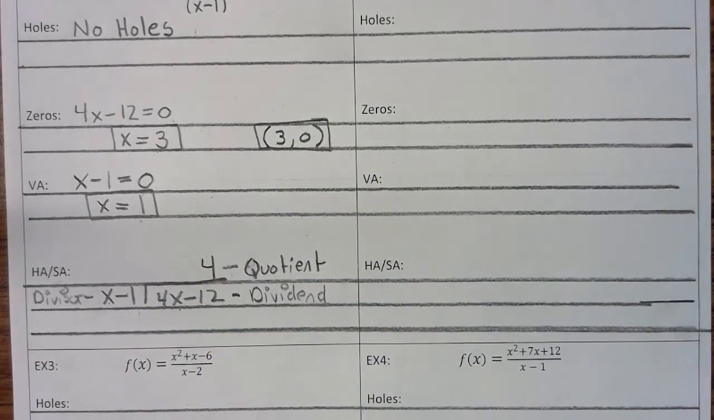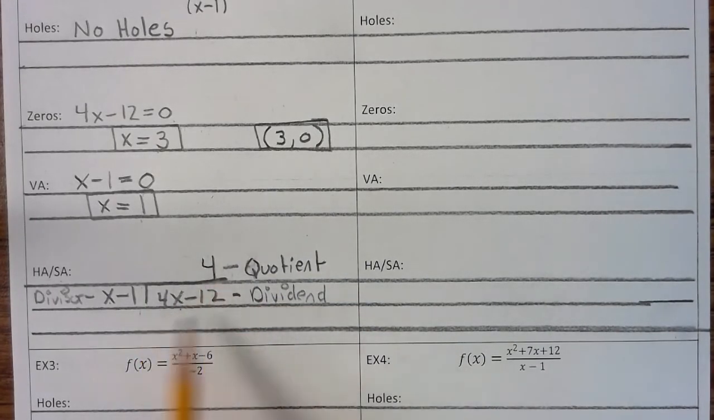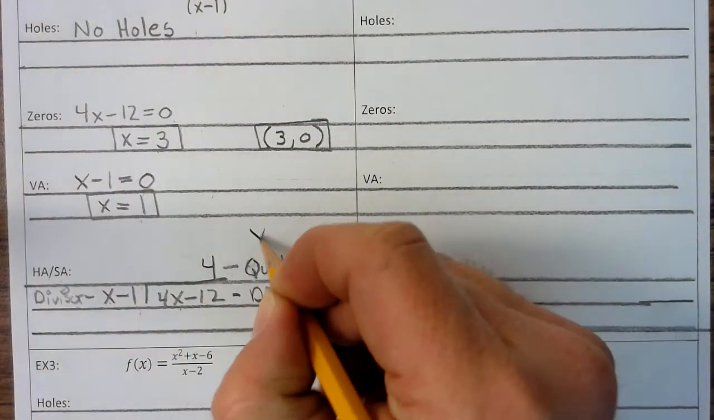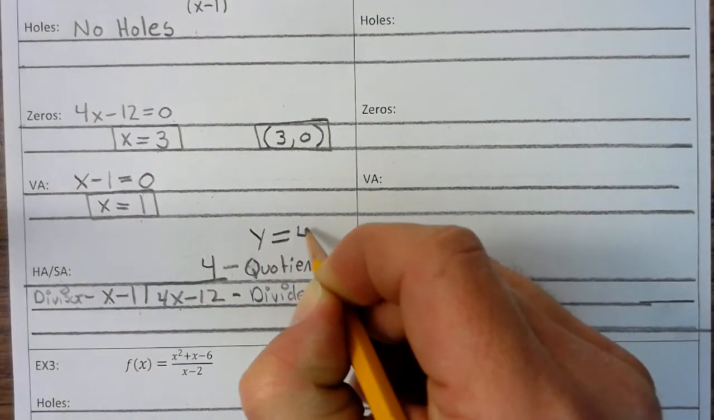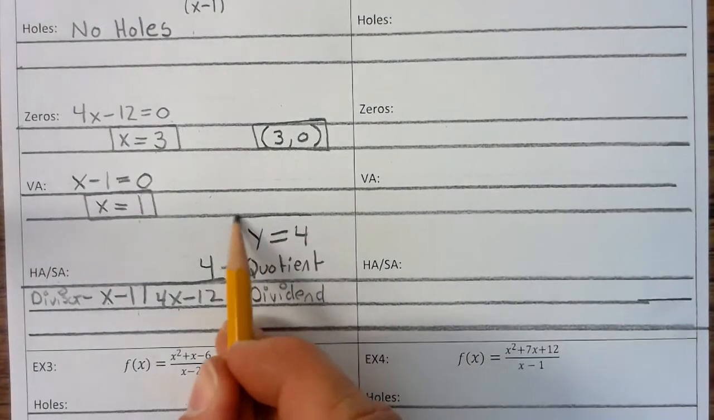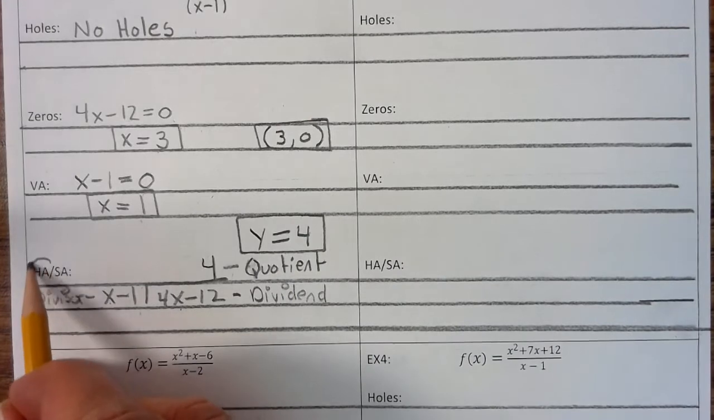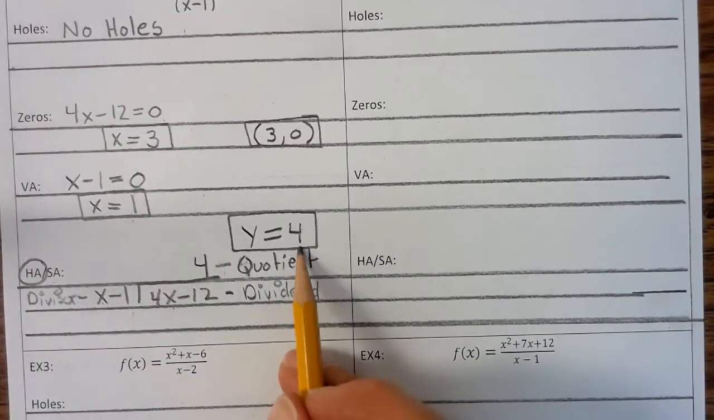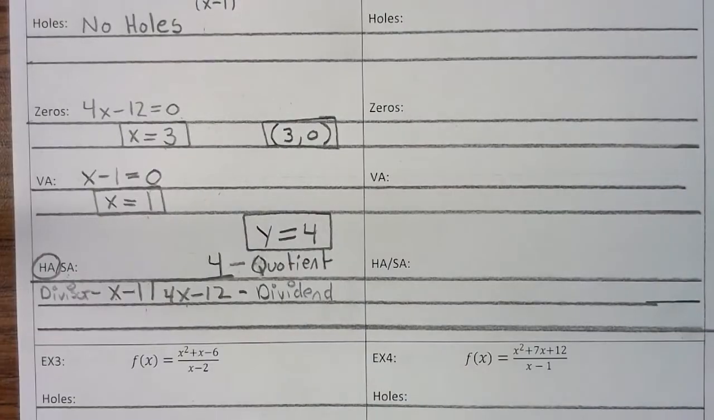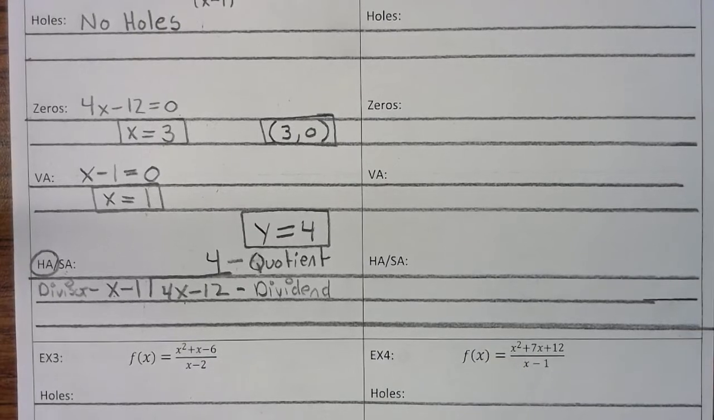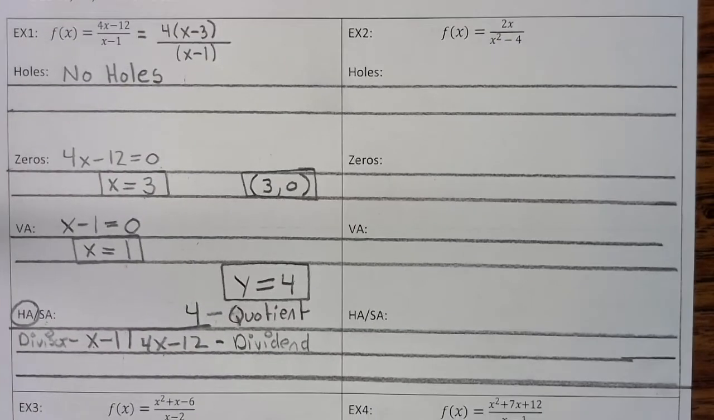Okay? Now, the quotient's done. You don't need to go any further because you don't need the remainder. So you have a horizontal asymptote at y equals 4. Now, if it's just a constant, it's a horizontal asymptote. If you have an x, then it's going to be a slant asymptote. All right, let's look at example 2.